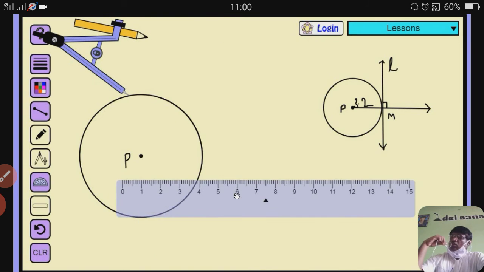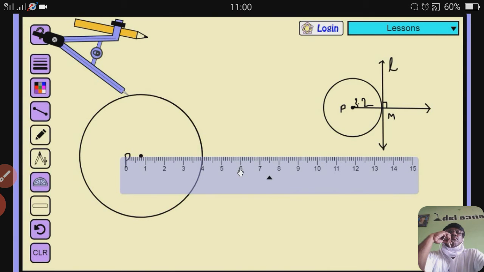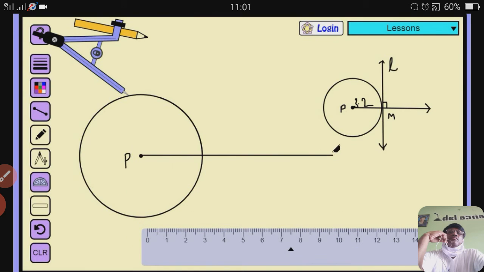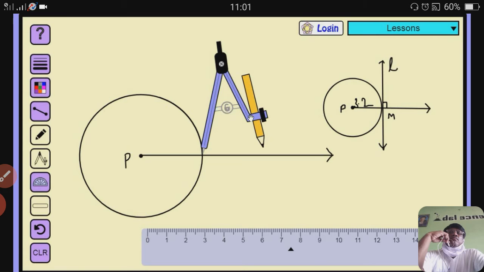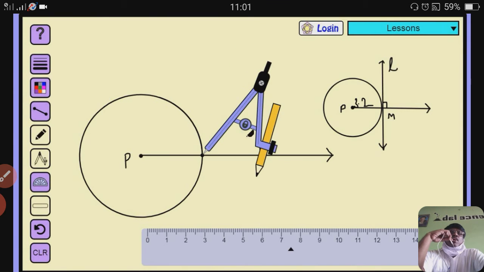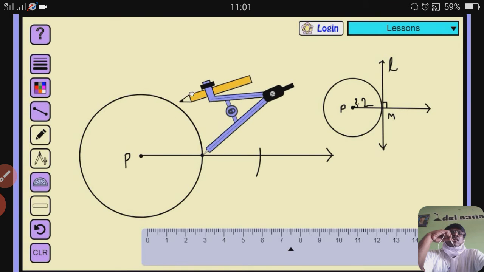Take any point on the circle, and draw ray PM. Put the steel point on the circle and, at any distance between pencil and steel point, draw arcs on the ray, on the circle, outside and inside.